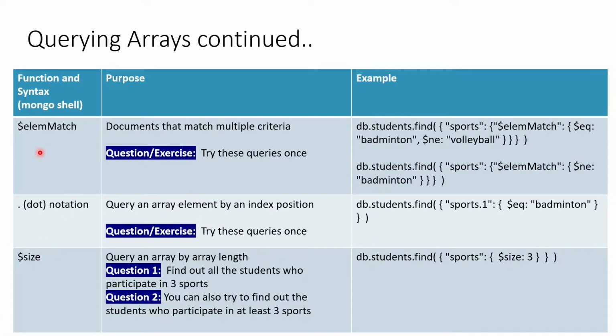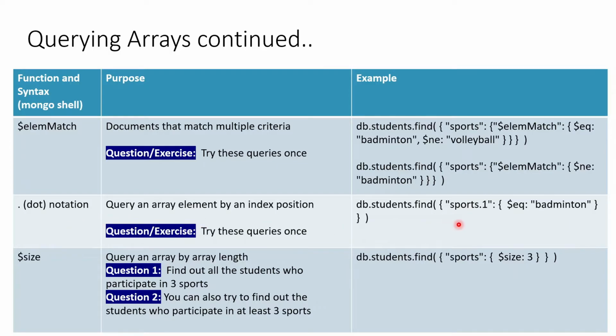Now moving on, documents that match multiple criteria. What does that mean? If I want to find students who play badminton but not volleyball, here I want to match multiple given criteria. So we can use $elemMatch to find all such kinds of queries.